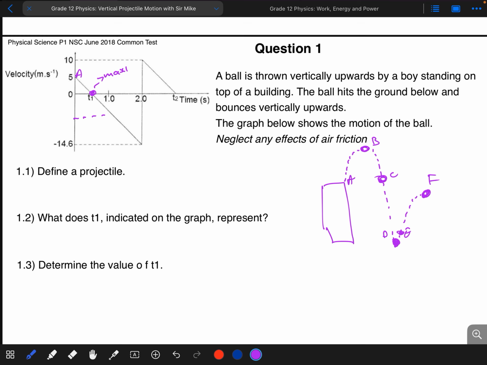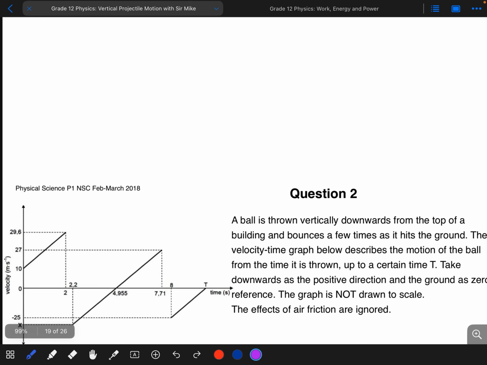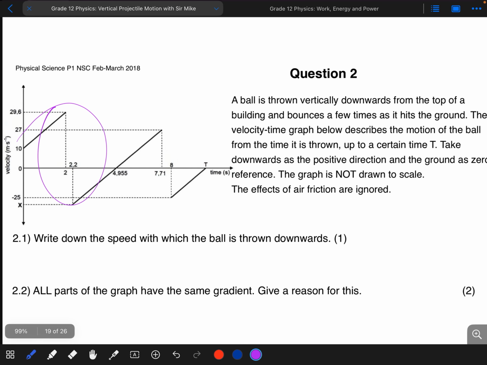So this simply means that T1 will be point B. We would have point C somewhere there, where our velocity is -5. This would be on the ground at point D, right before it collides with the ground. This point will be immediately after it collides with the ground. Sometimes they also represent it with a line, but the most common one is where they represent it with dotted lines, as seen there.